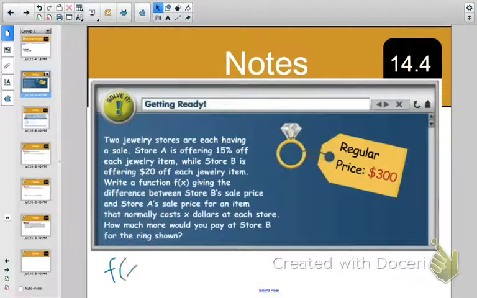Okay, so our function is f of x. We're looking for the difference, so basically we're just subtracting the two functions. For store A, is that what it wants? Write a function giving the difference between store B and store A's. Okay, so we're going to do store A, which is 15% off. So with 15% off, you're paying 85% of the original price. So we're going to say 0.85x. Subtract this one, you're taking $20 off, so it's just going to be your original price, subtract 20. Okay, and then obviously we can distribute the negative through to simplify this a little bit.